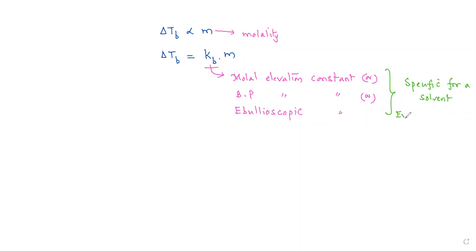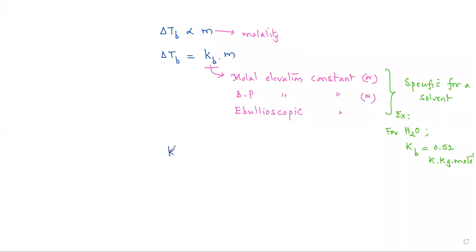Let me give you an example. See, for water, it can be given as 0.52 Kelvin kg per mole. Okay, 0.52. That way, it is different for different solvents.